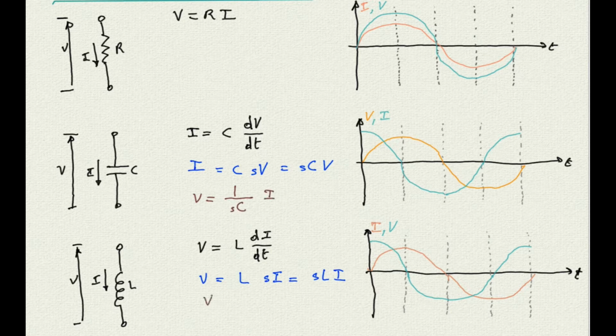In here, we call the term 1 over SC the capacitive reactance, which is equivalent to a resistance, but it depends on the frequency, and we indicate it as Xc. Similarly, for the inductor, we define the term inductive reactance as Xl equal SL, which behaves like a resistor again, but in the frequency domain rather than the time domain.